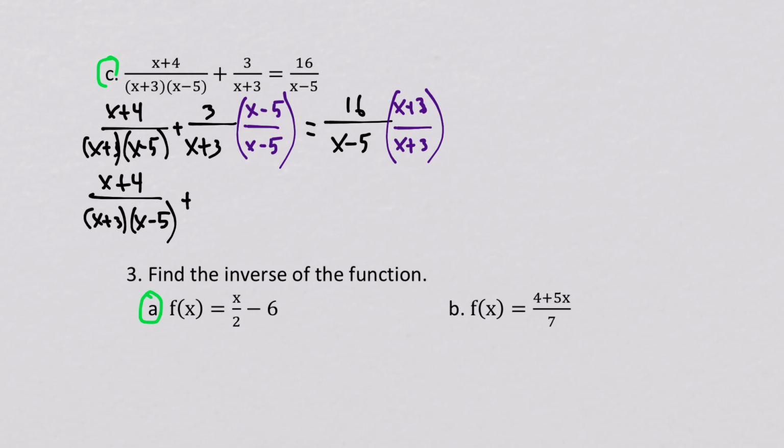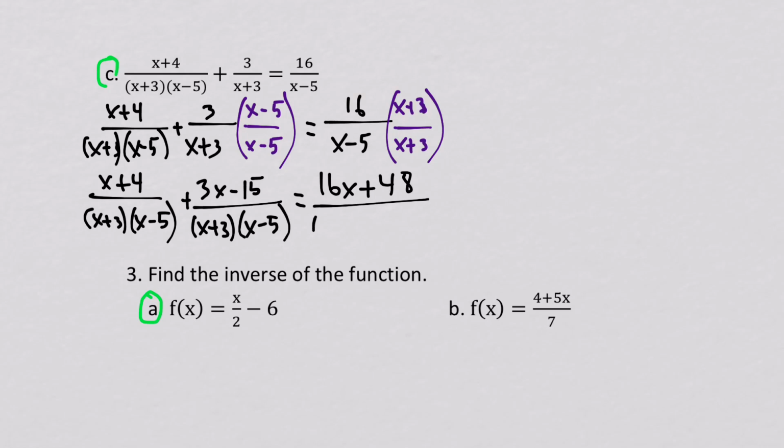The next fraction right here, I'm going to distribute the 3 here, and I'm just going to leave these next to each other, the same way they are in this fraction over here. So it's going to be 3x minus 15 over x plus 3 times x minus 5. The last one, I'm going to do the same thing. I'm going to distribute the 16, so it's going to be 16x plus 48 over, once again, the same denominator, x plus 3, x minus 5.